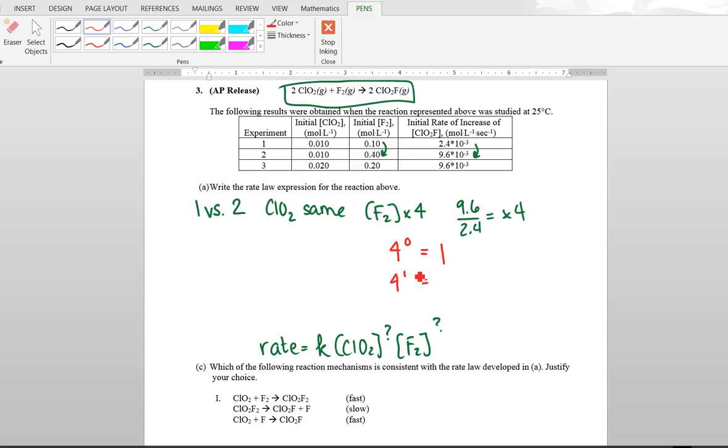If it were first order, then 4 to the power of 1 is equal to 4. If it were second order, then 4 squared is 16. You expect the rate to go up by 16. So the scenario that matches our data is that F2 must be first order, because when you quadruple the concentration of F2, the rate also quadruples. So let's go down here and fill in that we know F2 is first order.